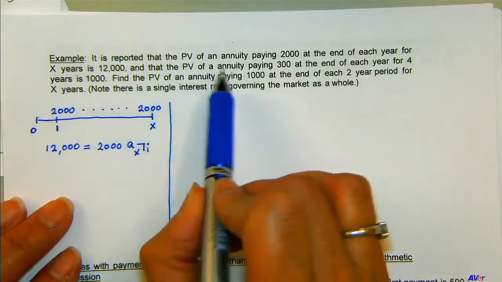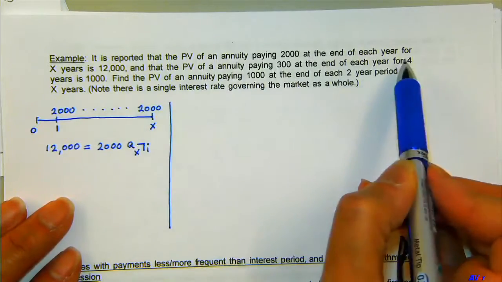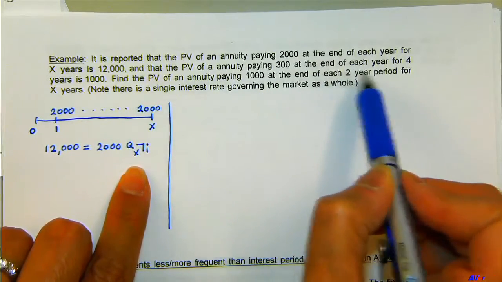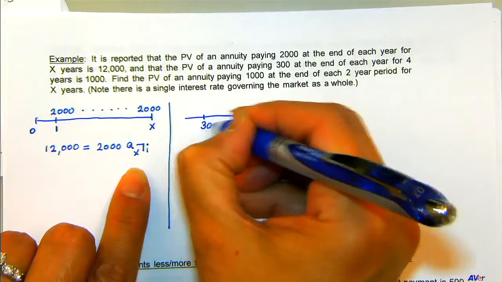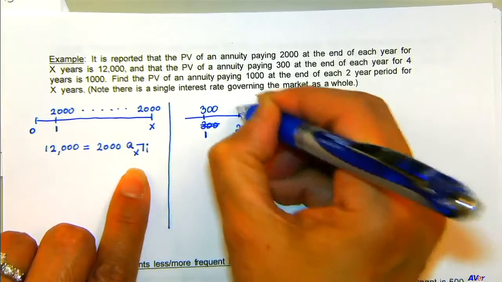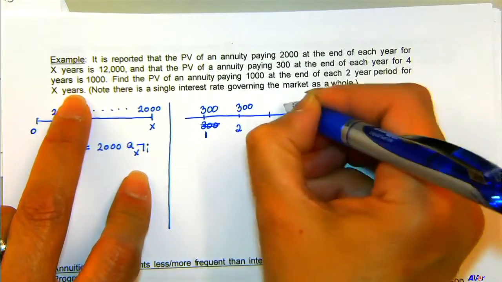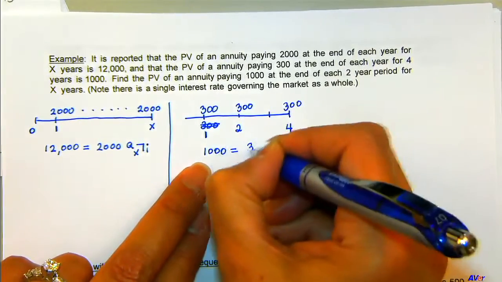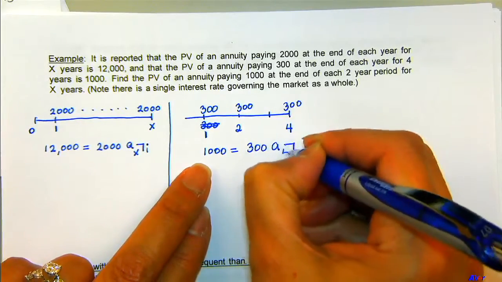It is reported that the present value of an annuity paying $2,000 at the end of each year for X years is $12,000. And that the present value of an annuity paying $300 at the end of each year for 4 years is 1,000. So 1,000 equals 300 A angle 4I.